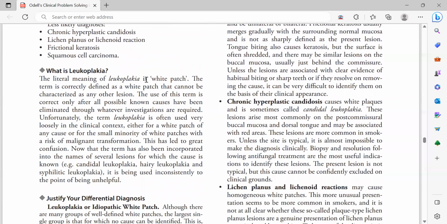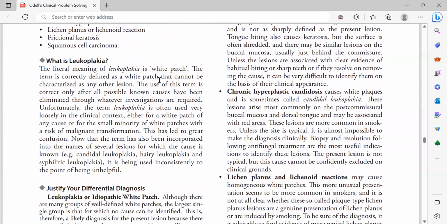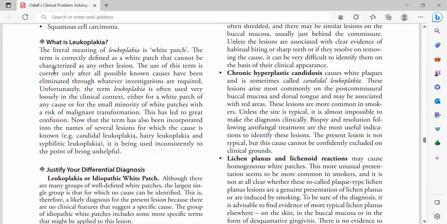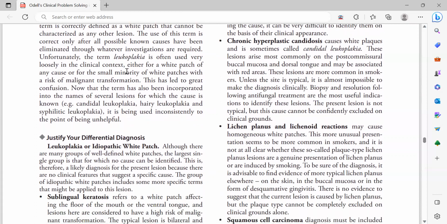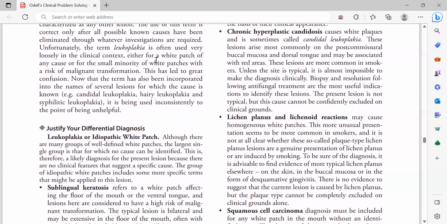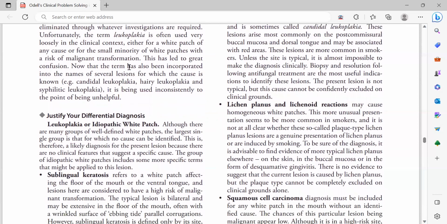The literal meaning of leukoplakia is a white patch. The term is correctly defined as a white patch that cannot be characterized by any other lesion. The use of this term is correct only after all possible known causes have been eliminated through whatever investigations are required. Unfortunately, the term leukoplakia is often used very loosely in the clinical context, whether for a white patch of any cause or for the small minority of white patches with a risk of malignant transformation.